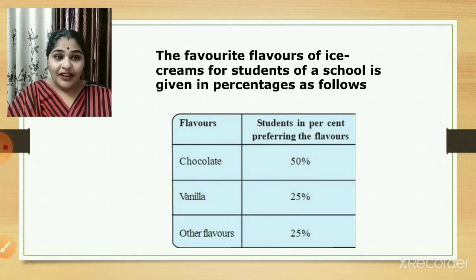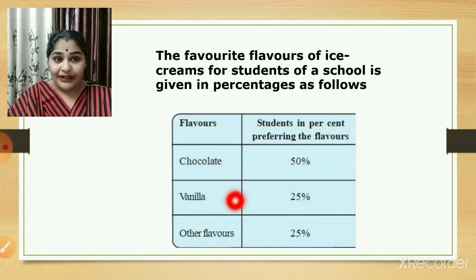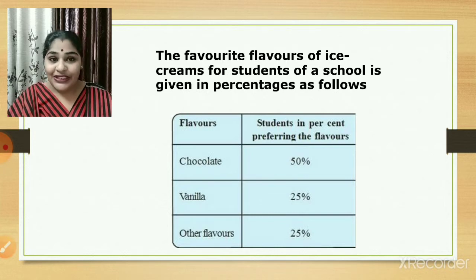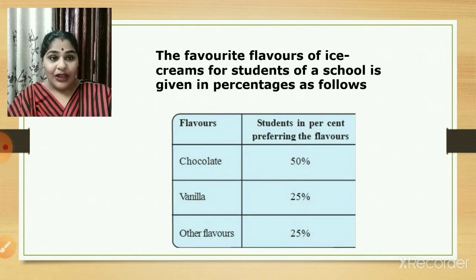Here, how many things are given, children? Flavors, how many flavors are there? 1, 2 and 3. Chocolate, vanilla and other flavors. So 3 things are given. So in your pie chart, you will get 3 sectors. Now we have to find the central angle of each sector. So how to find it out?